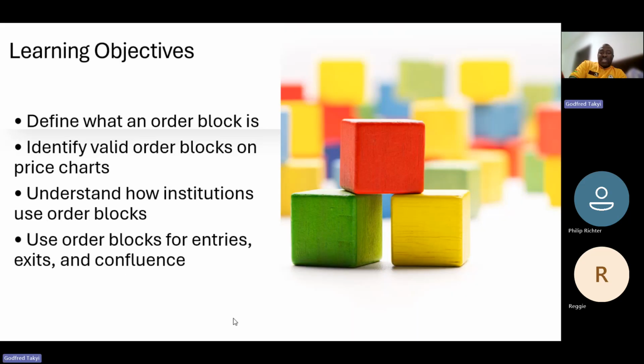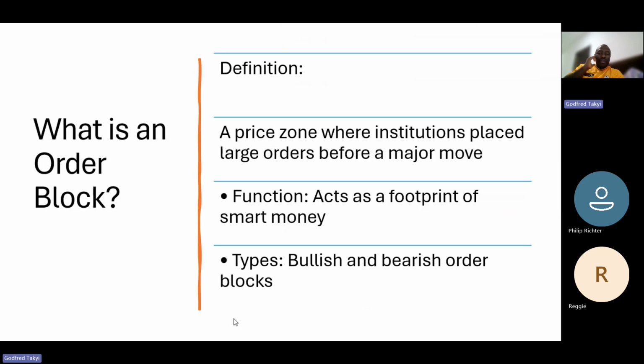So by the end of this section, you should be able to define what an order block is, or tell us what an order block is. Identify what makes a valid order block. Understand how institutions use them to take trades, and we'll use order blocks for entry, exit, in addition with other confluences that are available in the forex concepts. So what is an order block?